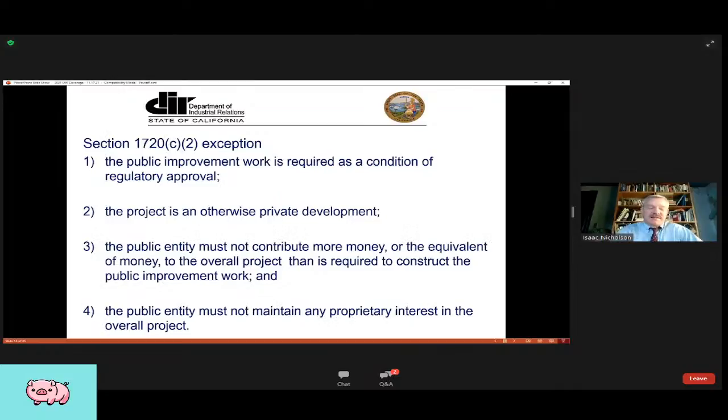These are specific exceptions to the Labor Code. So the C2, public improvement work required as a condition of regulatory approval, and I'll touch on this a little bit more in a moment. And where the project is an otherwise private development, well, I'll touch on it right now, the public entity must not contribute more money or the equivalent of money to the overall project than is required to construct the public improvement work, and the public entity must not maintain any proprietary interest in the overall project. So I have a little illustration following.